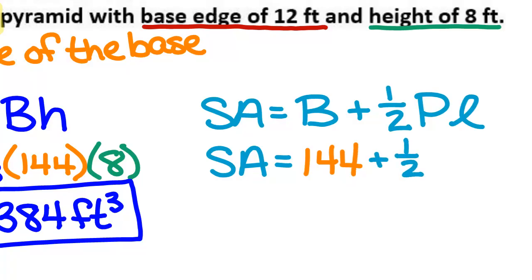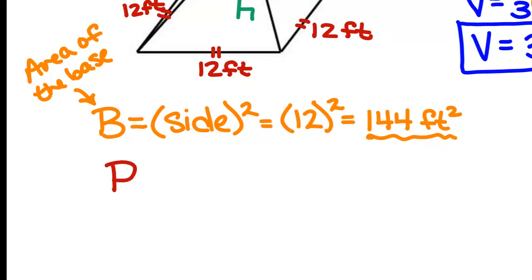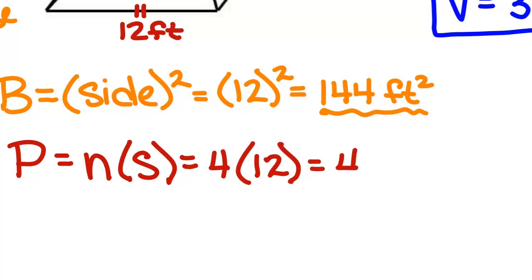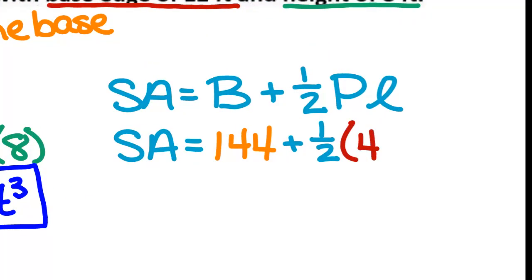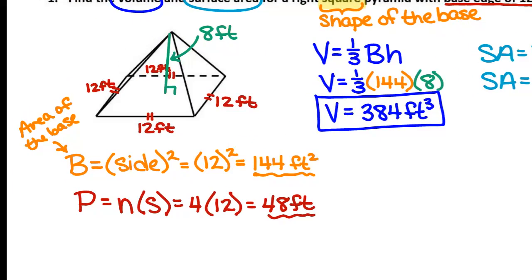Plus 1/2. Then we need the perimeter of the base. All the sides of the base are how big? 12 feet. And we have how many of them? 4. So number of sides times the length of each side. 4 sides. Each side is 12. What is our perimeter? 48 feet. So here we have 48. And now we need our slant height.